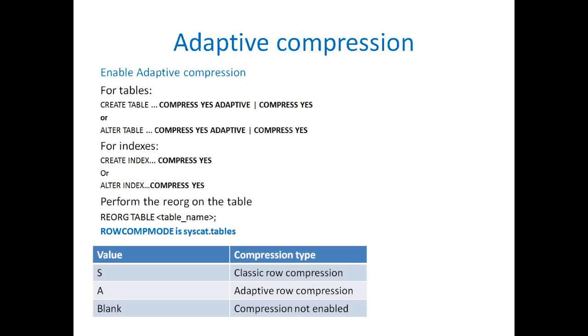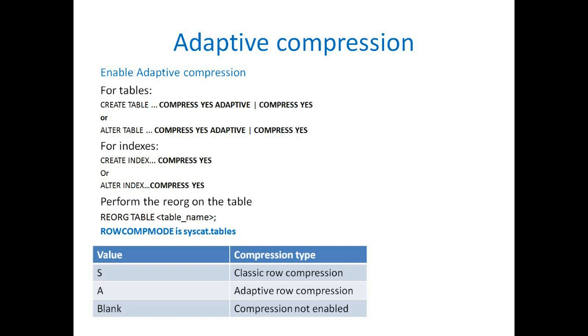And this is how you can enable the adaptive compression. From 10.1, adaptive compression is the default option. So if you create a table with the COMPRESS YES option, by default adaptive compression will be enabled. If the table already exists, you can perform this with the ALTER TABLE command followed by an offline reorg.